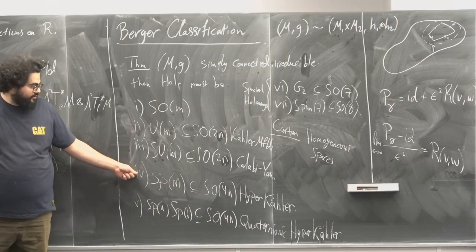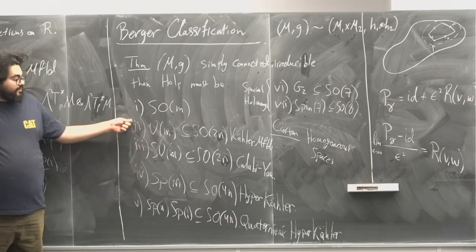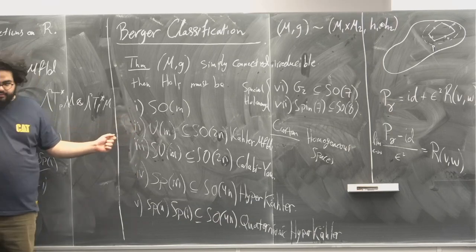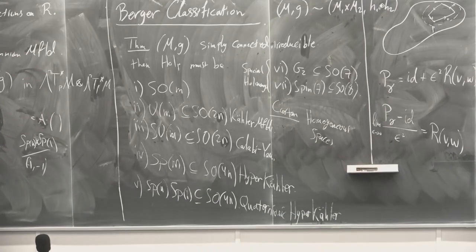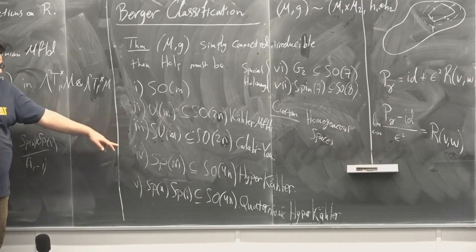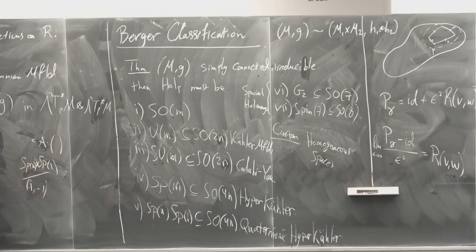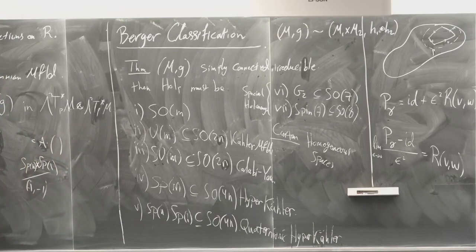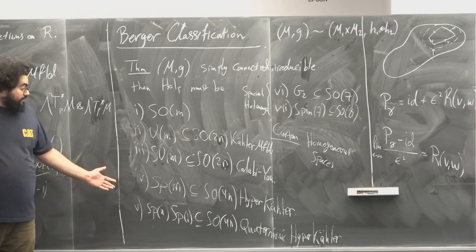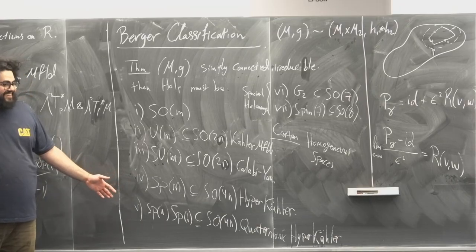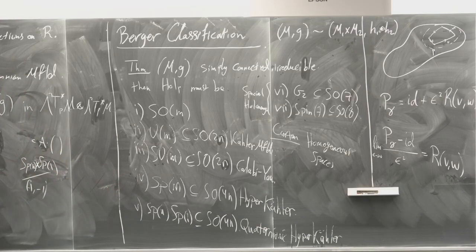Yeah, so these ones, hyperkähler, they're sort of like Kähler manifolds, where you have a complex structure J. And in hyperkähler, you have three different complex structures. Quaternionic hyperkähler, I don't even know, to be completely honest, what those are.